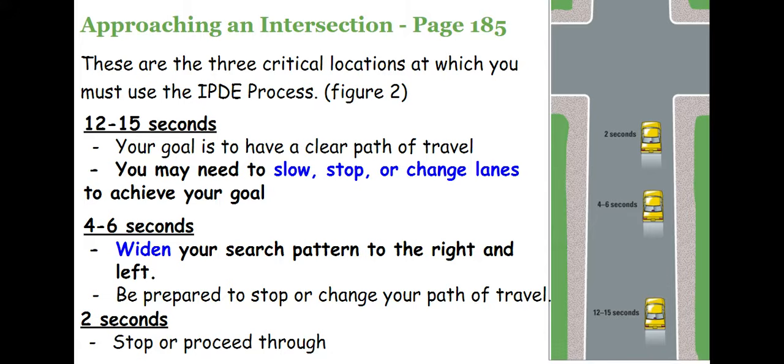The 4 to 6 second position is basically about mid-block, or halfway towards or near that intersection. You're going to widen or increase your line of sight so that you're able to see more of what's going on at the intersection. At 2 seconds, you either have made the decision that you need to stop or you know that it is safe to proceed through.